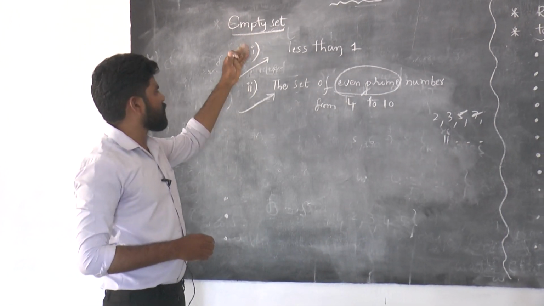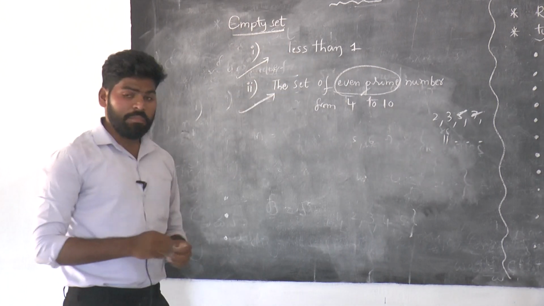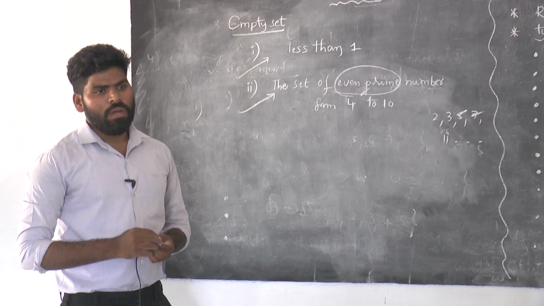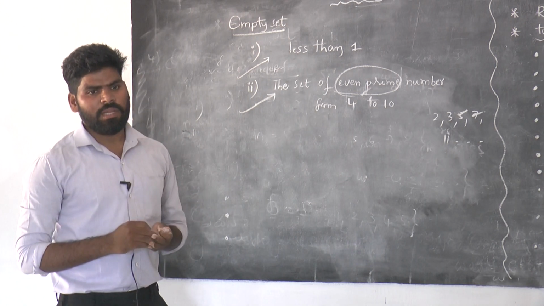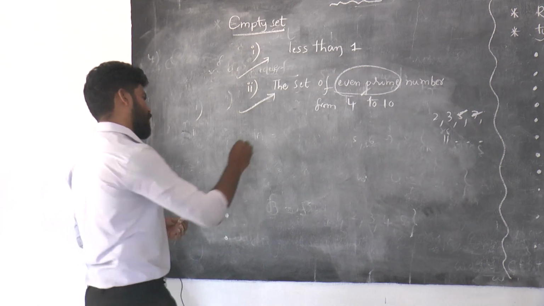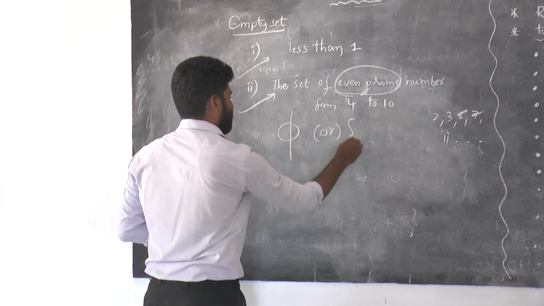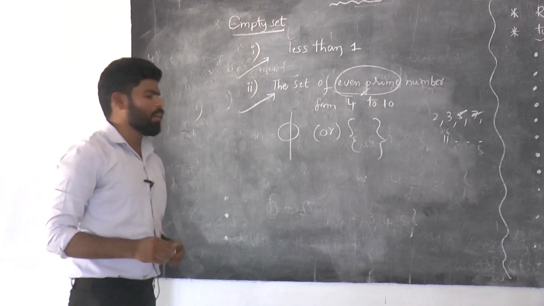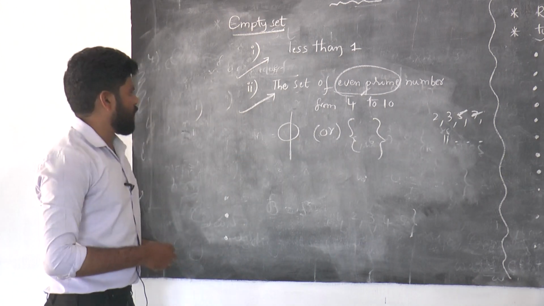So this is called an empty set. The empty set is also called a void set or null set. So the symbol for it is shown here.